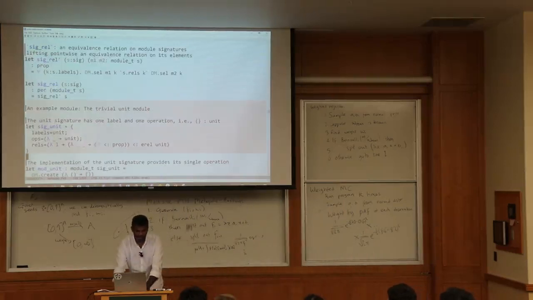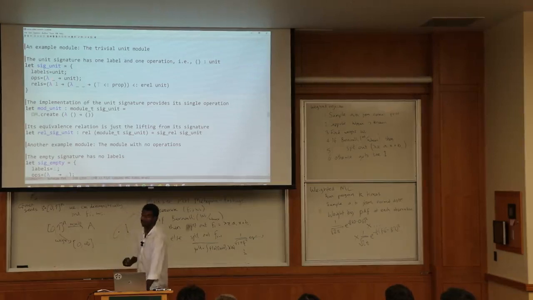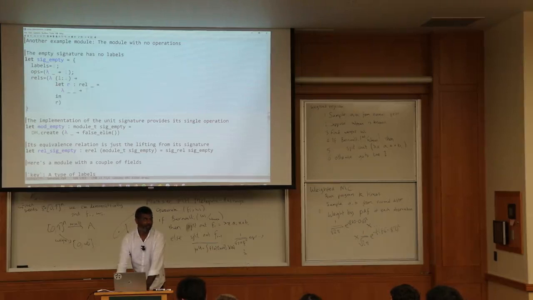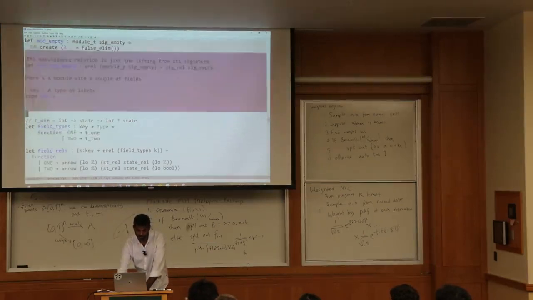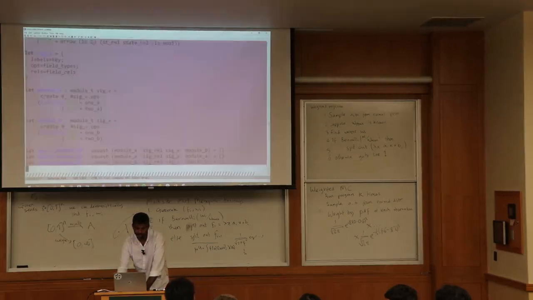And here are some simple examples. Here's a trivial module. This is the unit module that has one operation, and that operation has unit type. Okay? And here's how you create an instance of that type. Here are some silly modules. This is the empty module, the module that has no operations. Its key type is false, right? And here are some other modules with instances of that.